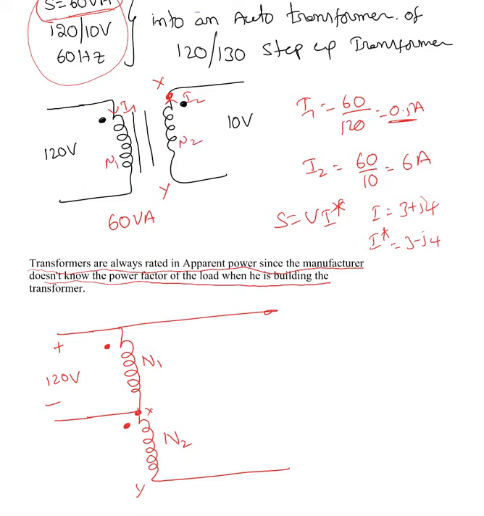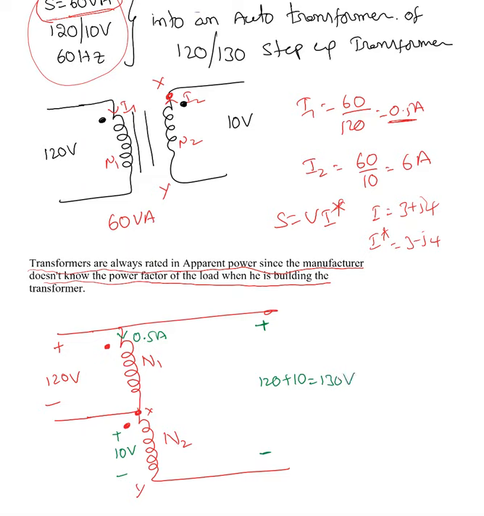According to our previous calculations, this N1 winding can handle up to 0.5 amperes, and N2 can handle up to 6 amperes. We'll find the current direction in a second. Now the 0.5 ampere is entering the dot, so the dotted terminal must be positive. So I will end up having 10 volts there. What is the total voltage? The total voltage must be 120 plus 10, which is 130 volts.